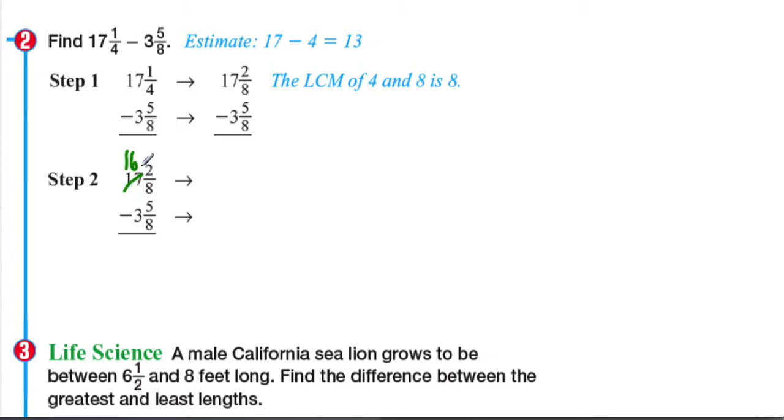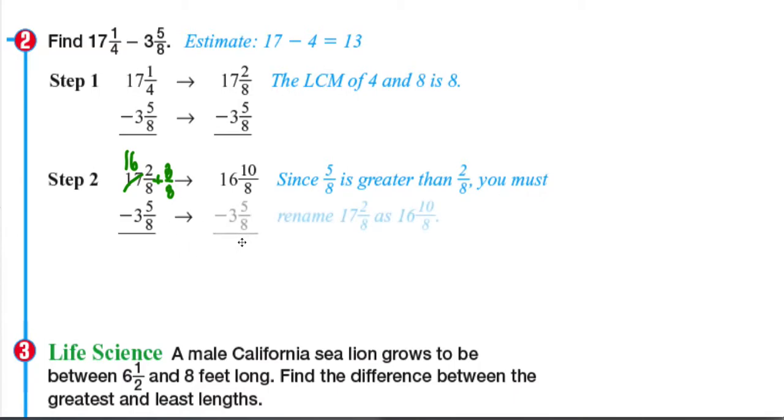And the 1 that you borrowed from 17, you'll add to 2/8, which, since the denominator is 8, becomes 8/8. You're adding 8/8. That's the 1 that you borrowed from 17. So you end up with 16 and 10/8, because 2 plus 8 will give you 10. Keep the denominator the same. Now if we look at this, 5/8 can be physically subtracted from 10/8.